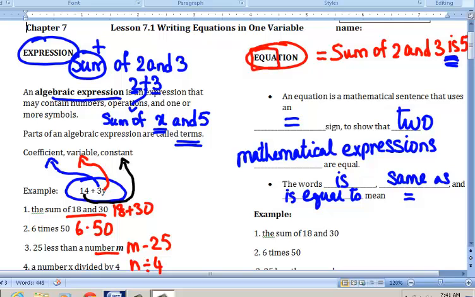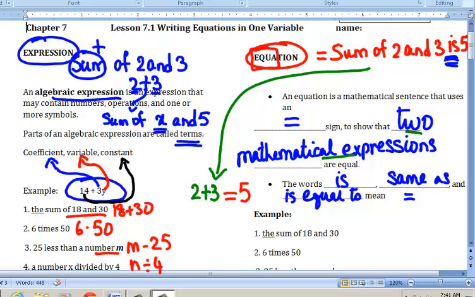Now, when they say that to show that two mathematical expressions are equal, they mean that, for example, let's take right here this one. So I said the sum of 2 plus 3, that's what it means, and then I'm going to say that that is equal to 5. So this is a mathematical expression because it doesn't include the sign. This is a mathematical expression. So we are making these two equal. That becomes an equation. Alright, let's take a look at some of the examples.